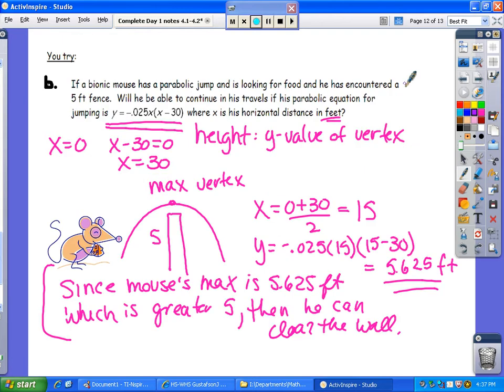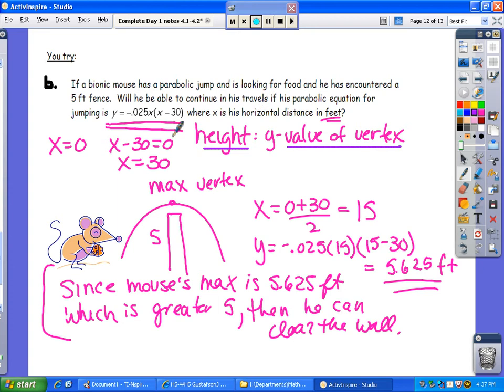All right, another type of word problem. Here we've got a bionic mouse that has a parabolic jump and is looking for food, and he's encountered a 5-foot fence. We want to know, is he going to be able to clear this fence? So we need to find the height. Height is always the y value of the vertex.